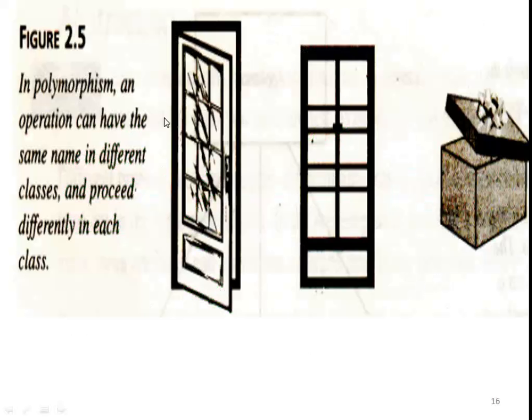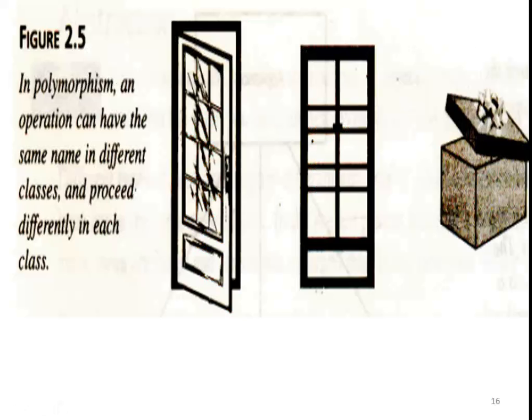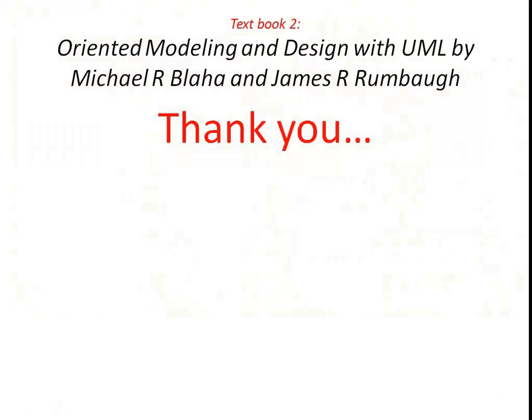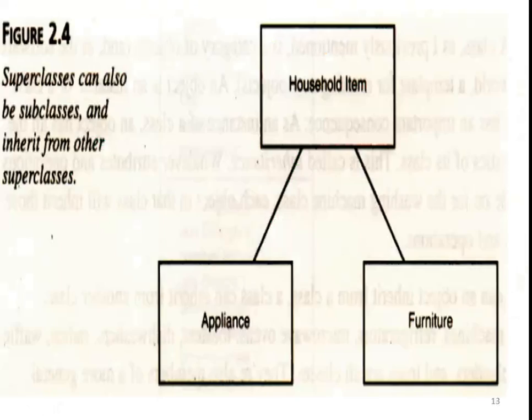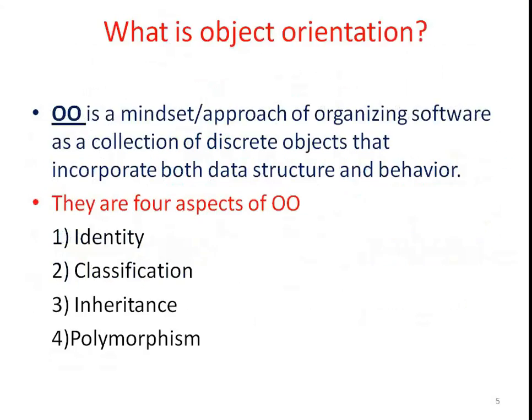In the given diagram of polymorphism, an operation can have the same name in different classes and produce different results in each class. So these are all the factors, the core aspects of object orientation.